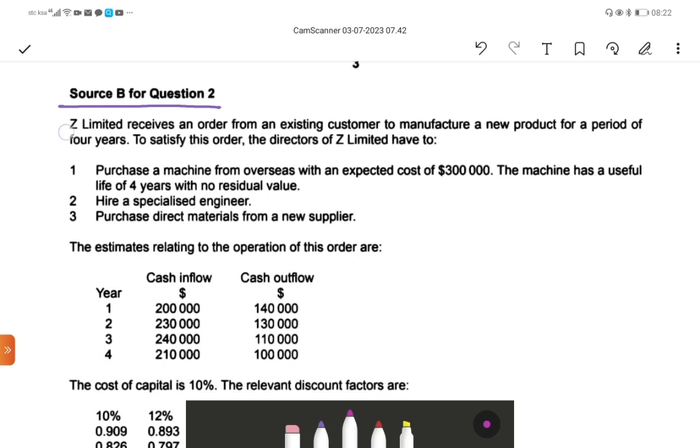Z Limited received an order from an existing customer to manufacture a new product for a period of 4 years. To satisfy this order, the directors of Z Limited have to purchase a machine from overseas with an expected cost of 300,000. The machine has an expected life of 4 years and no residual value. They need to hire a specialized engineer to run the machine, and purchase direct material from a new supplier.